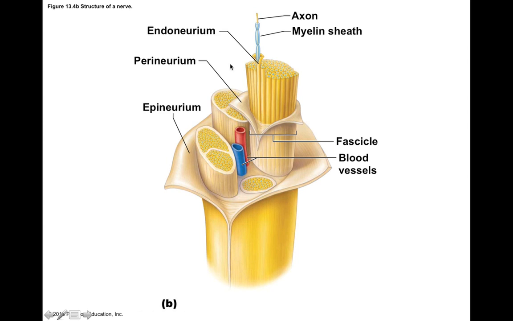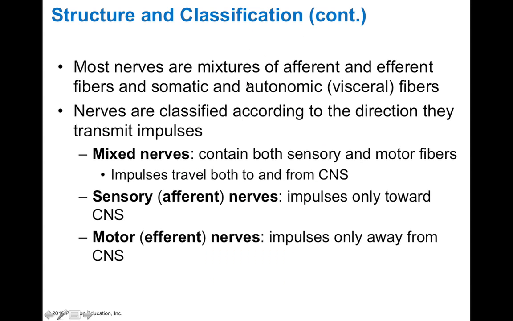If we look at an artist's rendition of this, we see epineurium that surrounds the entire nerve. We have nerve fascicles that are surrounded by perineurium, which you can see here surrounding this fascicle, and then individual axons that are either myelinated or unmyelinated. Either way, they have an endoneurium, which is an areolar connective tissue that surrounds and nourishes the axon.